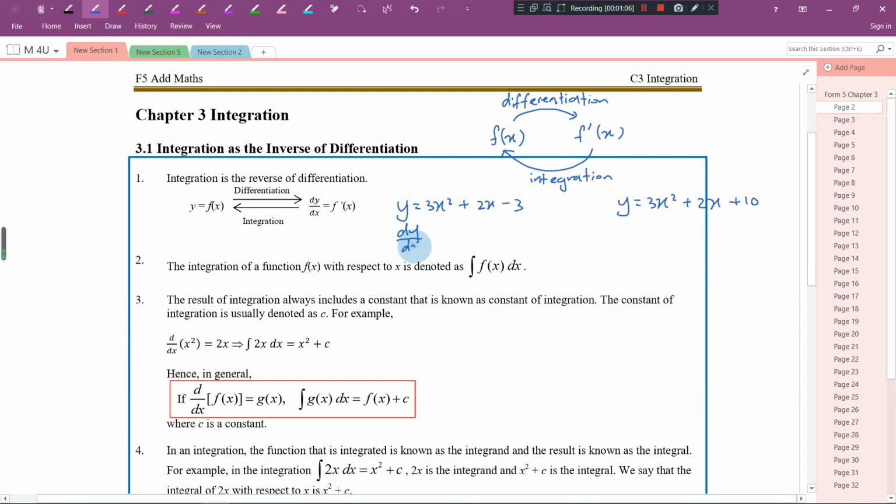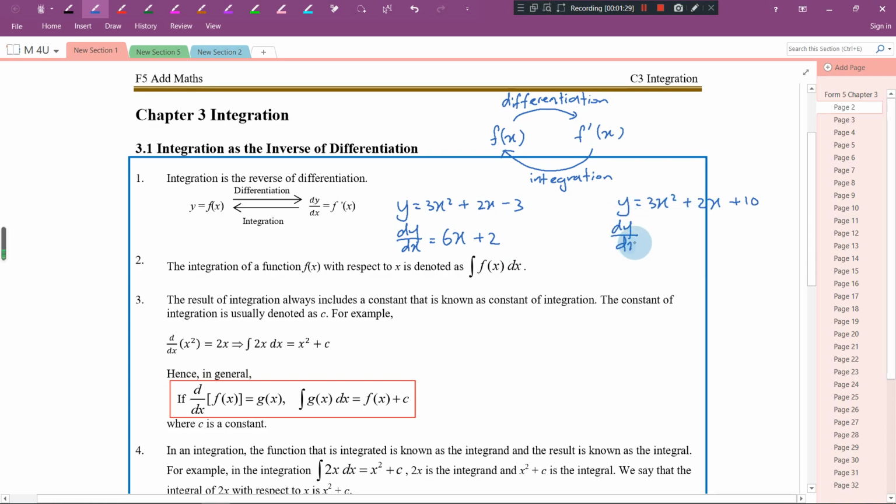dy by dx is equal to 2 times 3, you get 6. Copy the x, and the power here you always need to minus 1. 2 minus 1, you get 1, you don't have to write the 1. If you differentiate the 2x, you get 2. Differentiate a constant, you get 0. You don't have to write 0. Okay, how about this one?